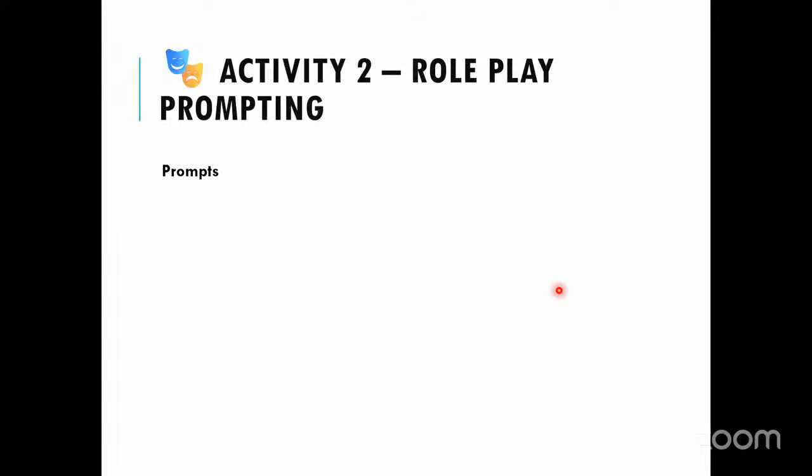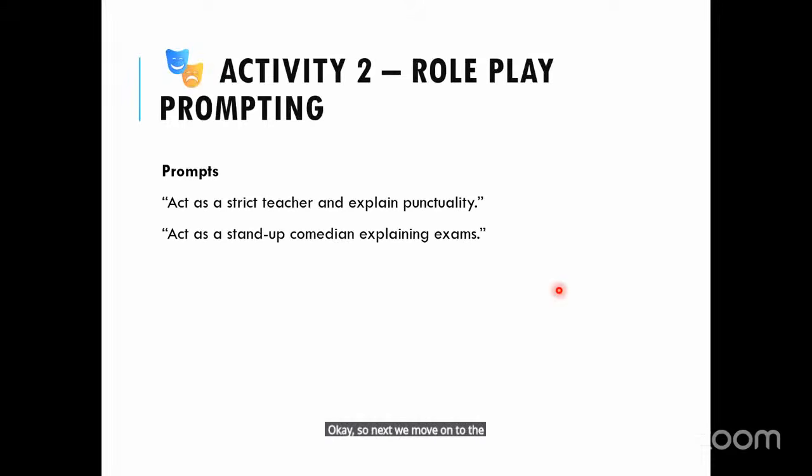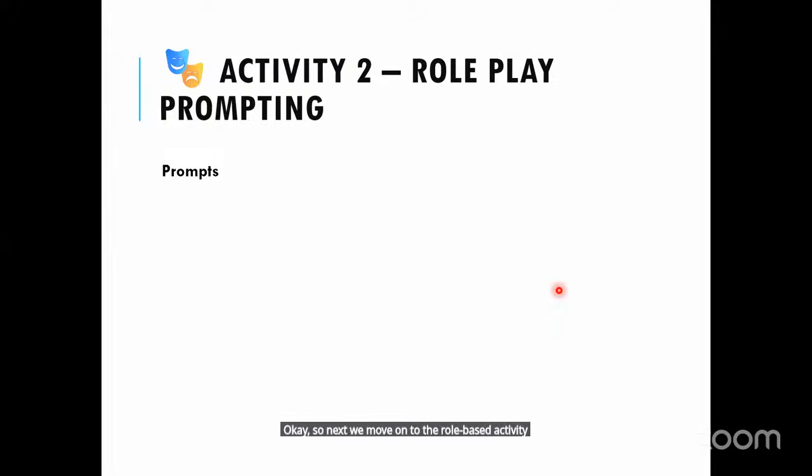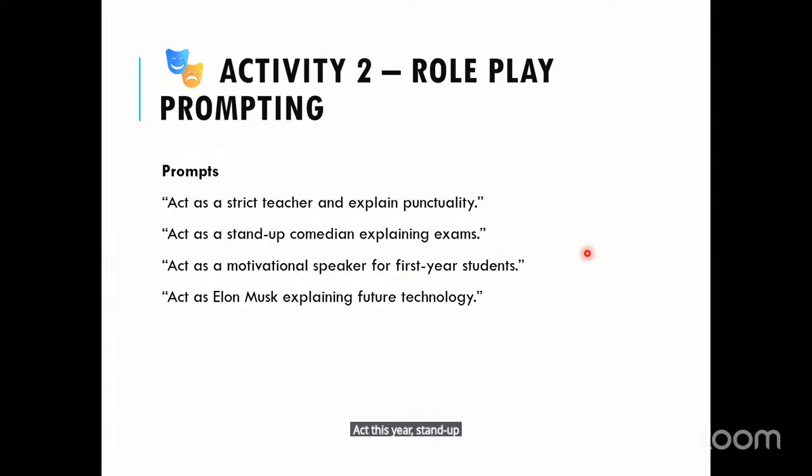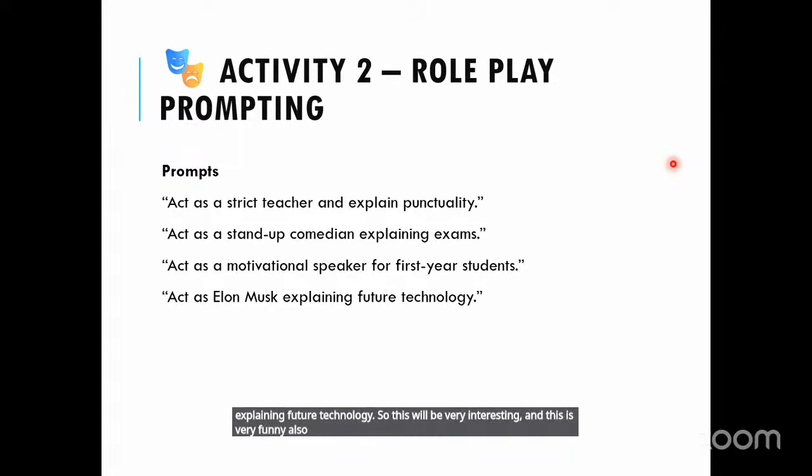Okay, next we move on to the role based activity. Try this, it will be very interesting. Try this prompt: act as a strict teacher and explain punctuality. Second, act as a stand up comedian explaining exams. Act as a motivational speaker for first year students. Act as Elon Musk explaining future technology. This will be very interesting and also very funny. Just try this prompt.